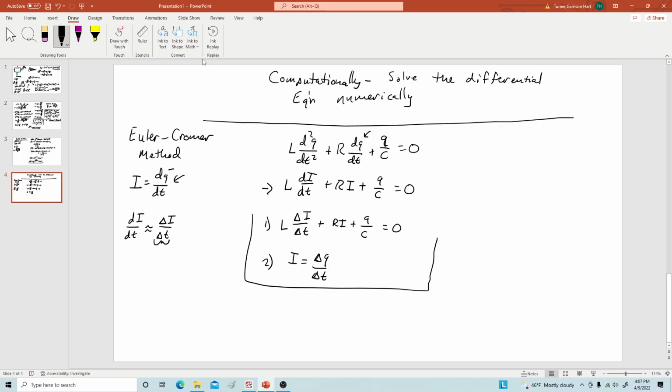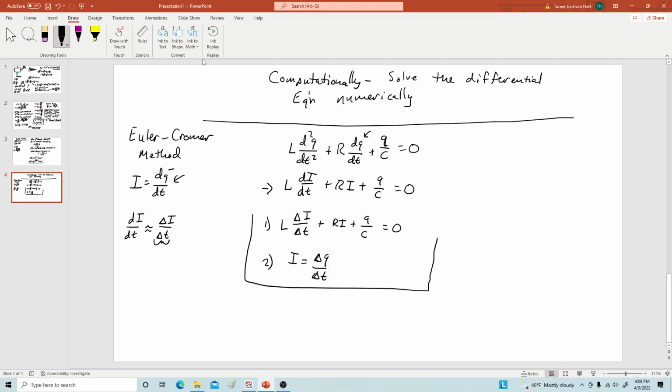Now notice, first of all, what we've done. And you can do this for any order of differential equation as long as you know the relationships between your derivatives. What we've done is reduced a second order differential equation down to two first order differential equations. And then we're going to numerically solve those two first order differential equations. We're going to use what's called the difference method. So the Euler-Cromer method relies on using the difference method.